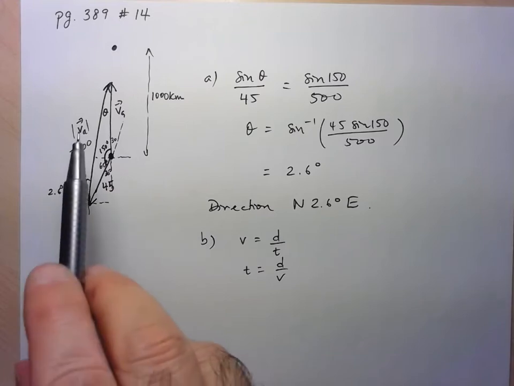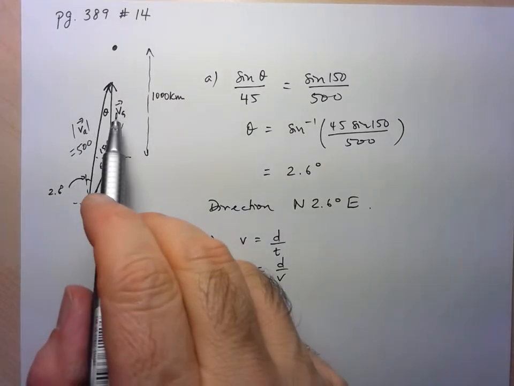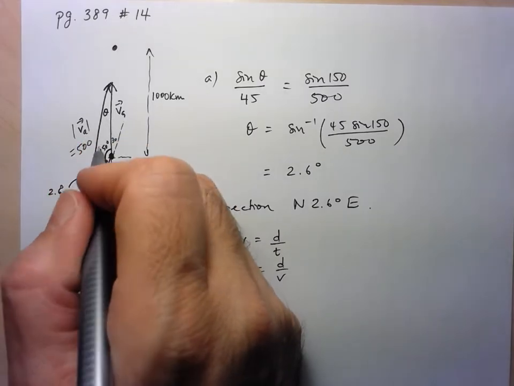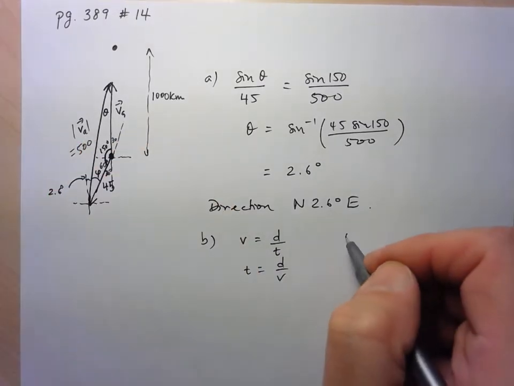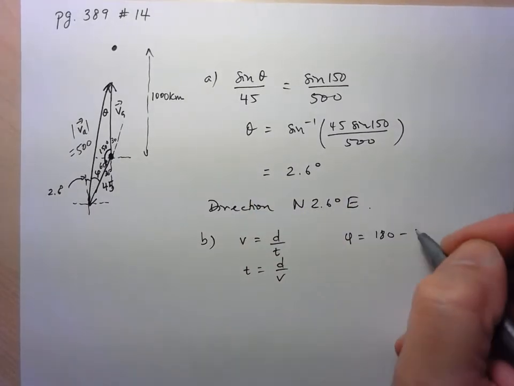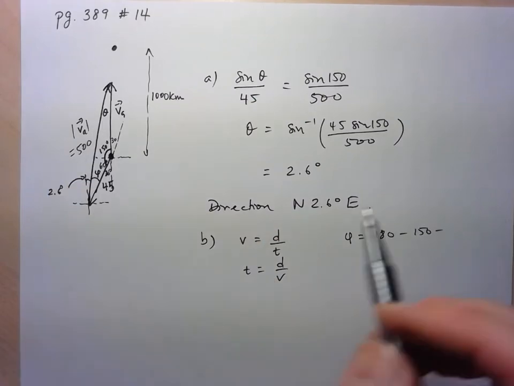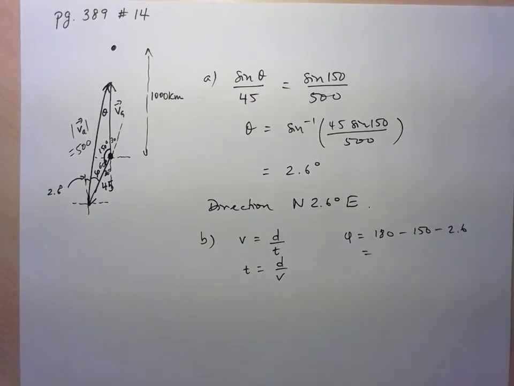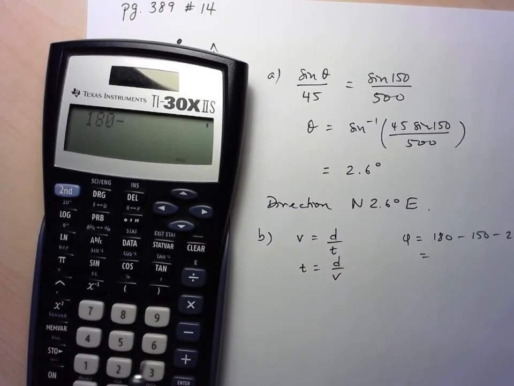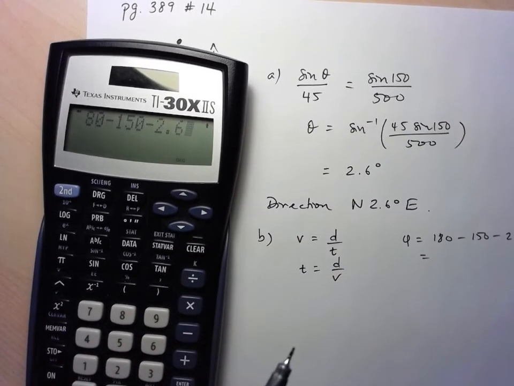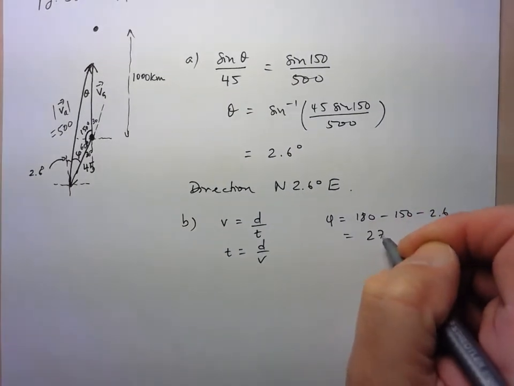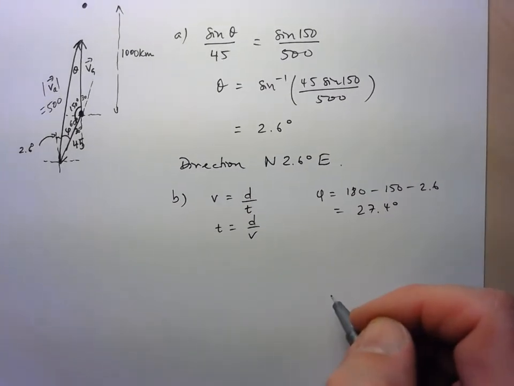Again, I think I'll just use sine law, except if I want to find this distance, I'm going to have to determine this angle phi because it's opposite to it. So phi is just going to be equal to 180 minus the angle 150 minus the angle that we found before, 2.6. So let's do that here. 180 minus 150 minus 2.6. Could have probably done it in my head, but don't want to take any chances. So 27.4 degrees, and so now we can use sine law.